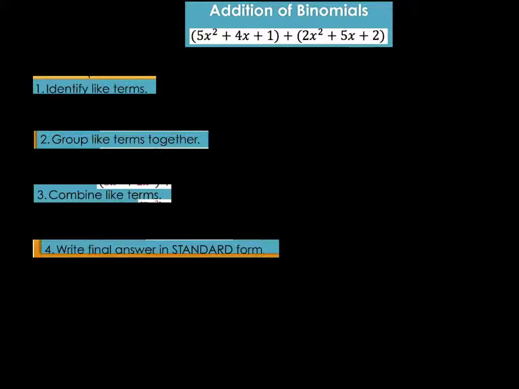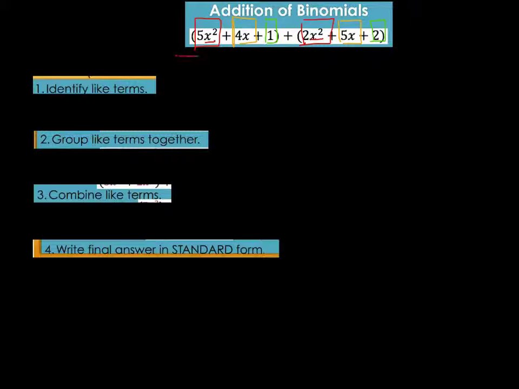Here's one term. We have 5x squared, and it has a similar one that has 2x squared. They're like terms because they have the same variable to the same exponent. Our next like term is 4x and 5x, and our last one is 1 and 2.